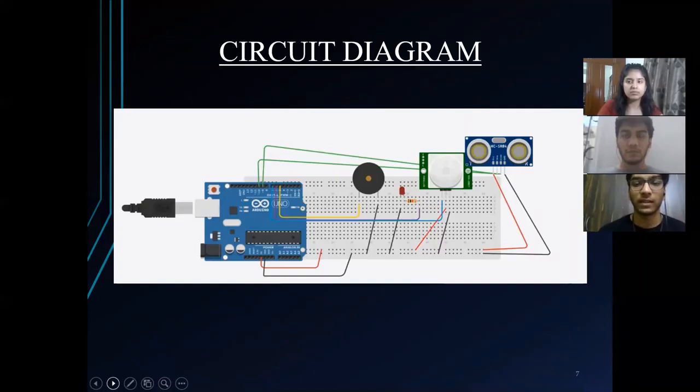So this is the basic circuit diagram we've drawn on Tinkercad for our project. Here we can see that we have a buzzer, an LED, and then we have a PIR sensor and an ultrasonic sensor all attached to an Arduino Uno board through a breadboard. So we can now move on to the circuit diagram simulation on Tinkercad.